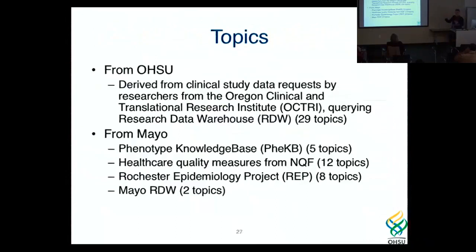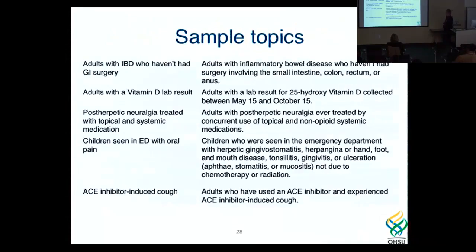Then we had to develop these topics, these information needs. Again, we looked to our research institute, the Translational Research Institute. In these test collections, we try to take topics, information need statements that are real, that someone actually had. We found 29 that worked well. Then Mayo Clinic was involved in a project some of you have heard of called eMERGE, where they were developing a phenotype knowledge base and healthcare quality measures. There's also the world-famous Rochester Epidemiology Project that tracks about half the population across Minnesota, and then some other topics that Mayo had. And just to show you, these are some samples that I pulled. There are 56 of these in total.